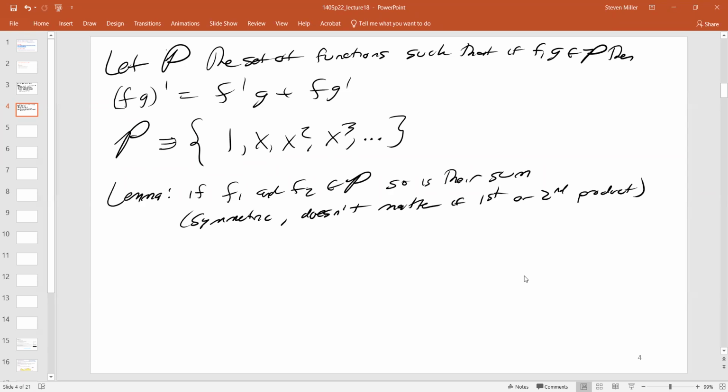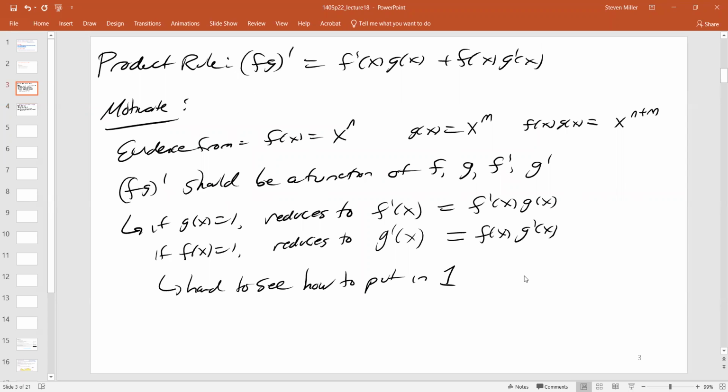Can you give me something related to the product rule where order does matter for the two functions? Quotient. So the quotient rule might be a lot harder to do here. But for the product rule, f and g and g and f should have the same derivative. So in fact, when we go back, it should be symmetric if we interchange f and g.